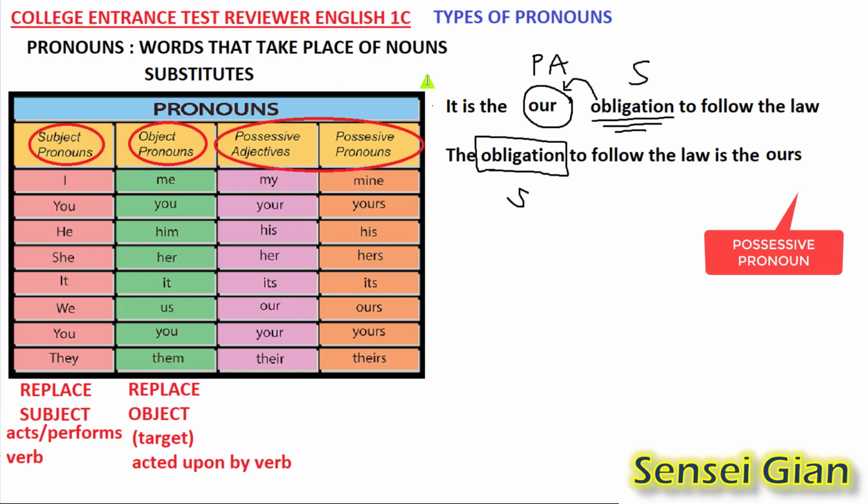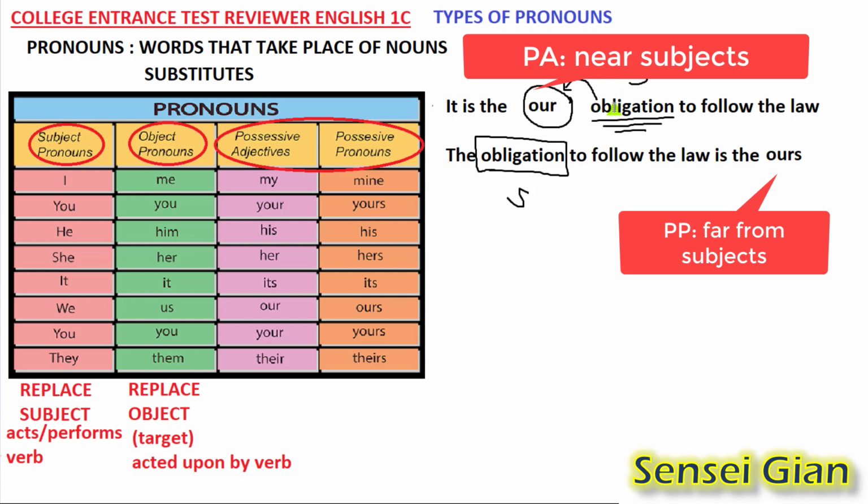We use "our", a possessive adjective, when we just describe that we own the obligation. But here the obligation itself is the subject, and the word "ours" is in the last part of the sentence. That's the difference: possessive adjectives are usually near the subject, close to the subject, but possessive pronouns are far from the subject. That's the difference between possessive adjectives and possessive pronouns.